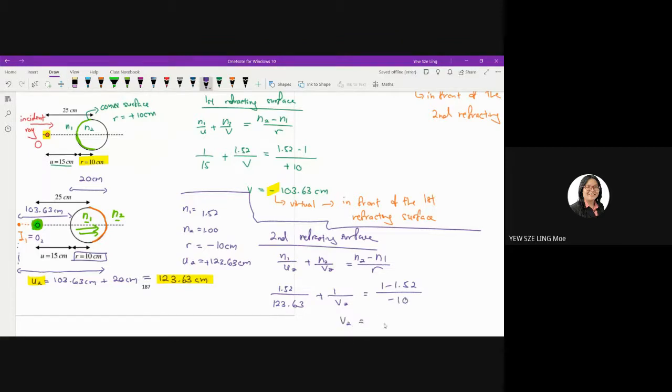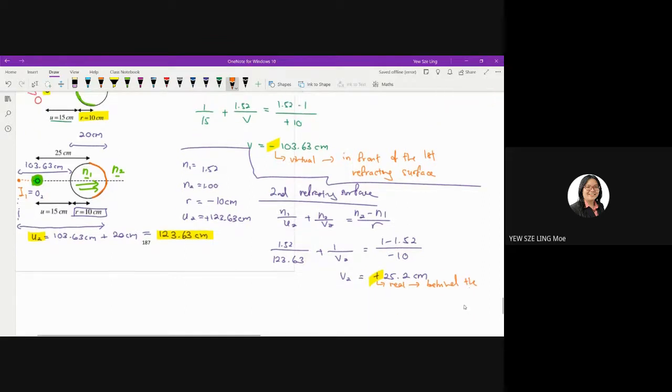So V2 is now equal to positive 25.2 cm. This positive sign tells you that you now have a real image, and that the image is located behind the second refracting surface. So now my image is somewhere here. This is my I2, so it is 25.2 cm behind this second refracting surface.